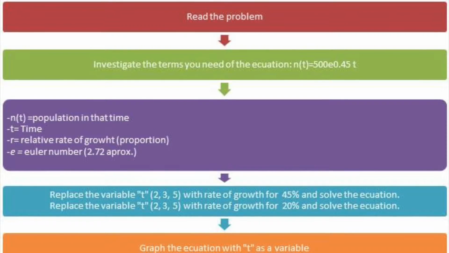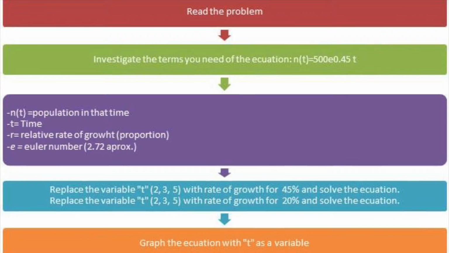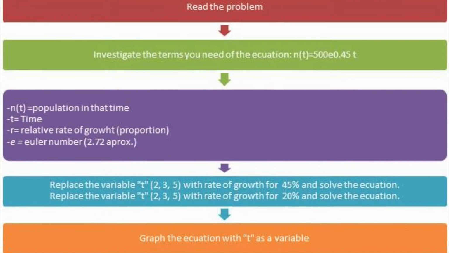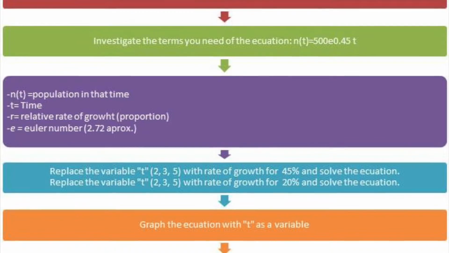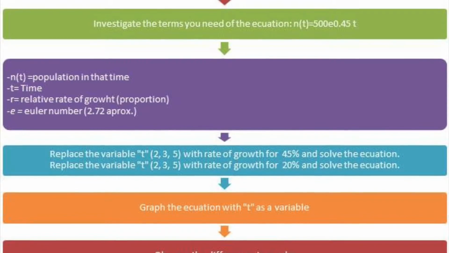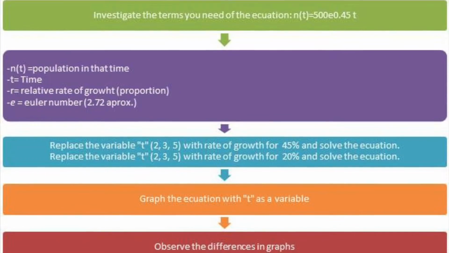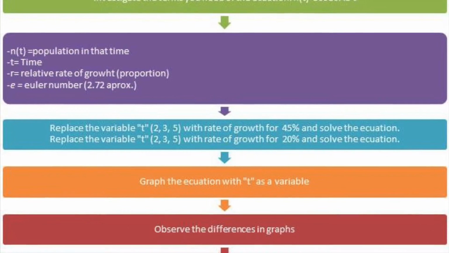Read the problem. Investigate the terms you need of the question. n of t is equal to population at that time. t is equal to time. r is equal to relative rate of growth proportion. e is Euler's number, approximately 2.72.